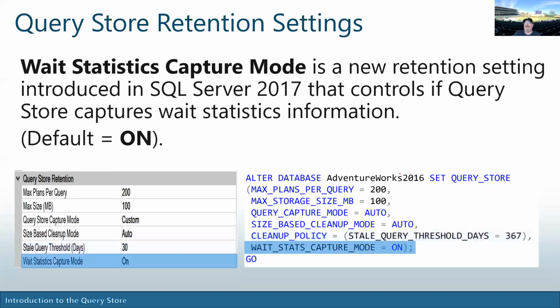And then wait stats capture mode. If you want to capture wait stats, this one's basically on or off. Are you going to use it? Turn it on. If you're not going to use it, turn it off. That was simple. If you actually want to capture it, I think it was introduced in 2017. I think it needs to mature just a little bit. It's useful, but I think in the future it will be more useful.